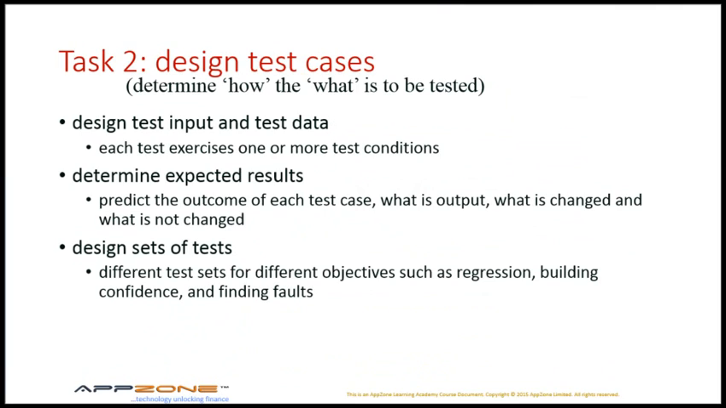You design the test input and the test data, the test conditions. We are talking about the test conditions this time around. Then you determine the expected results. You predict what the outcome of each test case should be. What is the output when you enter your data or the script, the conditions, what you expect the result to be, what is changed and what is not changed. Then you design the set of tests, the different test sets for different objectives such as regression, building confidence, and finding faults. So you design those sets of tests.